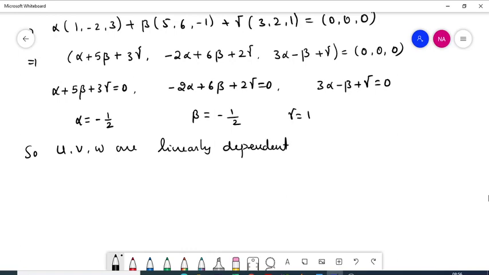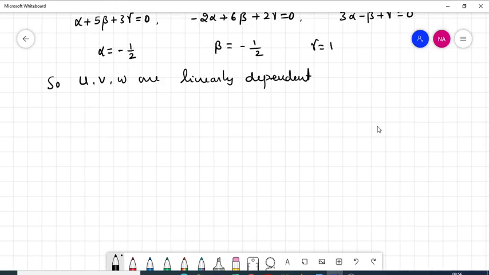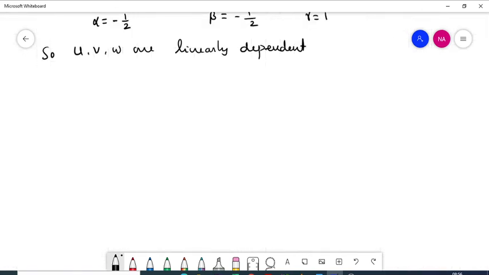So this is actually an example. Next we have problems. So first set of problems. Show that the following vectors are linearly dependent. I'll just write LD for linearly dependent.